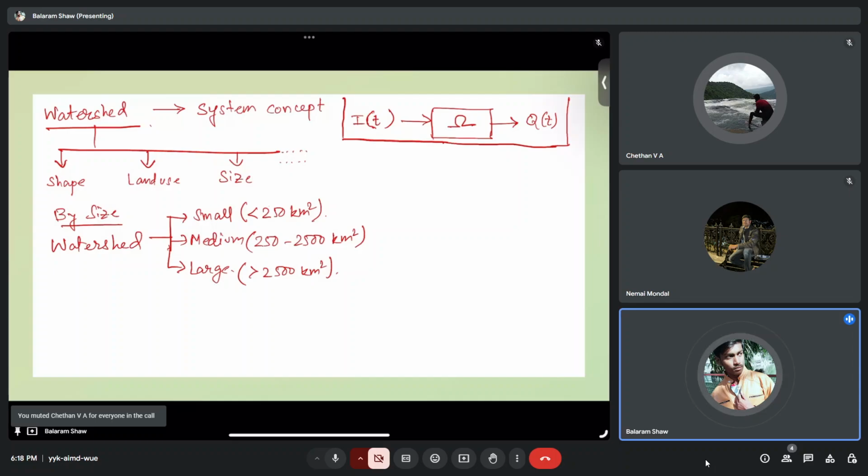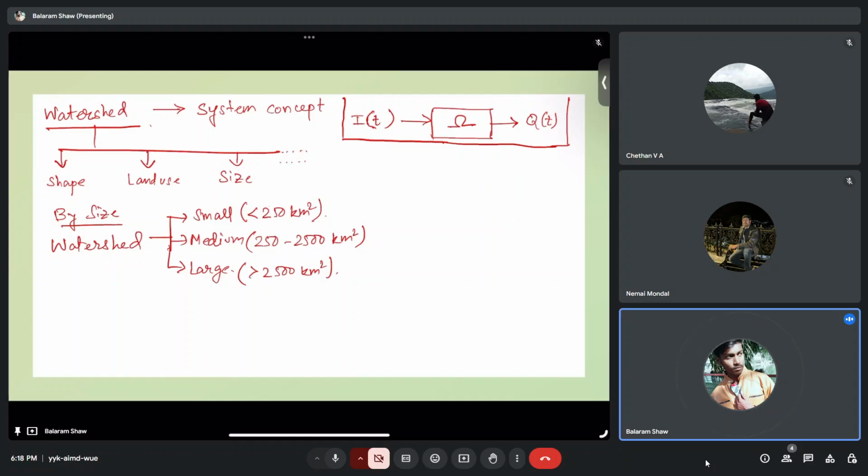Okay, so when we talk about the large catchment, the channel network is well developed and well defined. In that case, if we consider the watershed system as linear, it will be a good assumption, because in a large catchment the complexity becomes very stable, and that is why we can work on the large catchment easily.